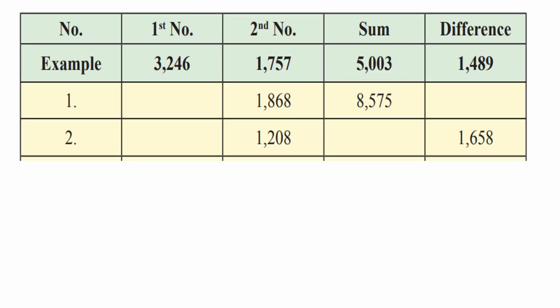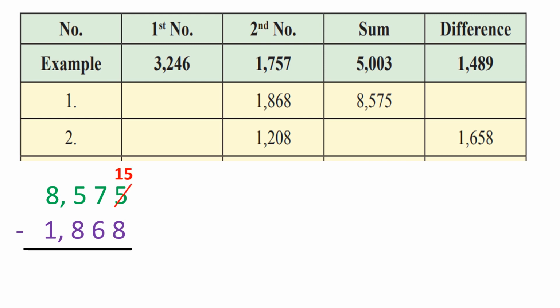Now let's go to number 1. Okay, number 1. How to solve number 1? Number 1, the given is 1,862 for the second number. Then we have the sum of 8,575. Okay, you subtract the number to get the first number. 8,575 minus 1,868 to get the first number.